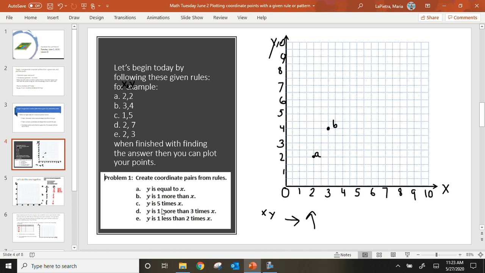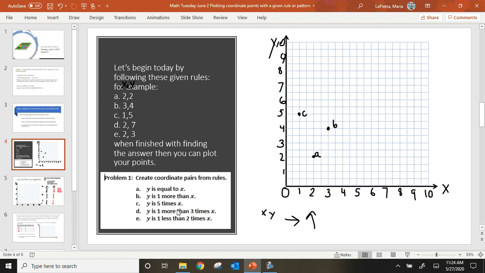C, y is 5 times x. Is 5 times more than 1? Yes, it is. Over 1, up 5. In that order, x first always, y is always second. We're going to label that C.